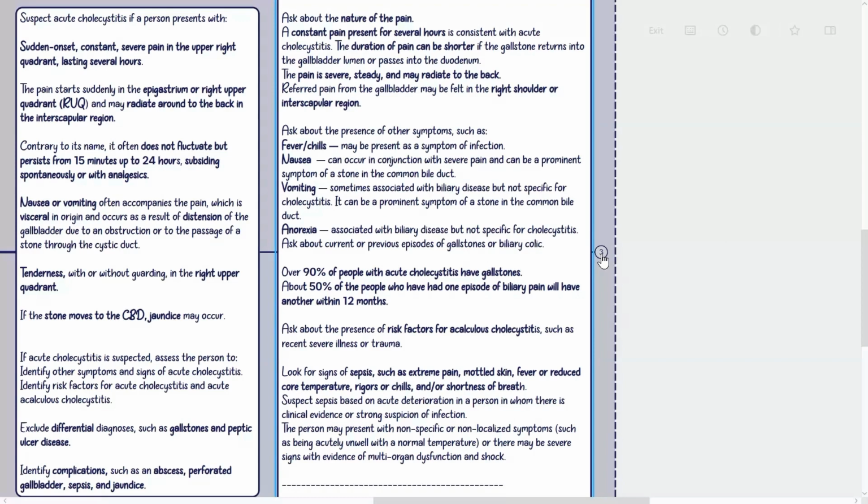shortness of breath. Suspect sepsis based on acute deterioration in a person in whom there is clinical evidence or strong suspicion of infection. The person may present with nonspecific or non-localized symptoms, such as being acutely unwell with a normal temperature, or there may be severe signs with evidence of multi-organ dysfunction and shock.